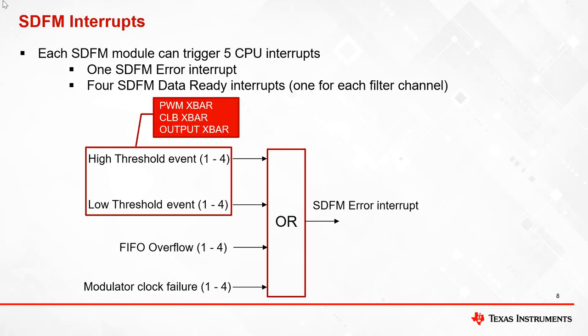High threshold and low threshold comparator events can be used to shut down the PWM using PWM crossbar, can be used to design custom logic in CLB using CLB crossbar, and can be brought out on a GPIO using output crossbar.